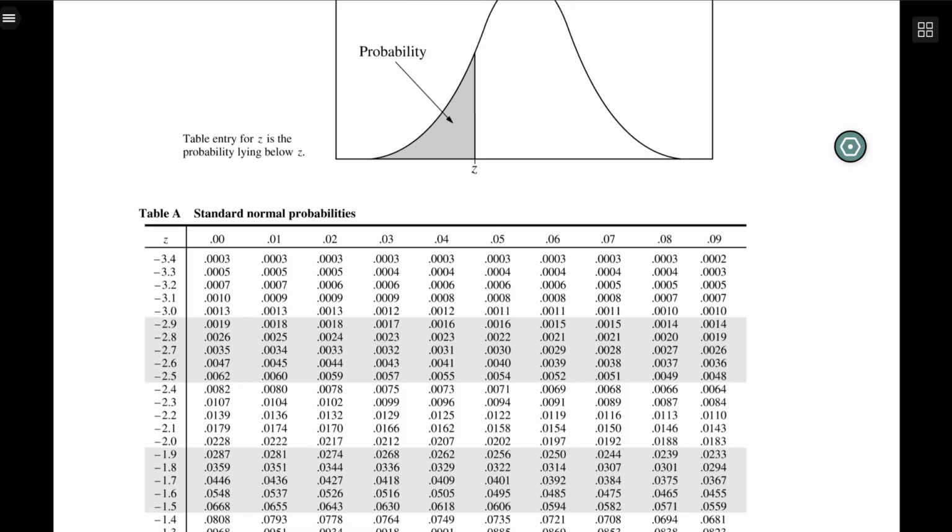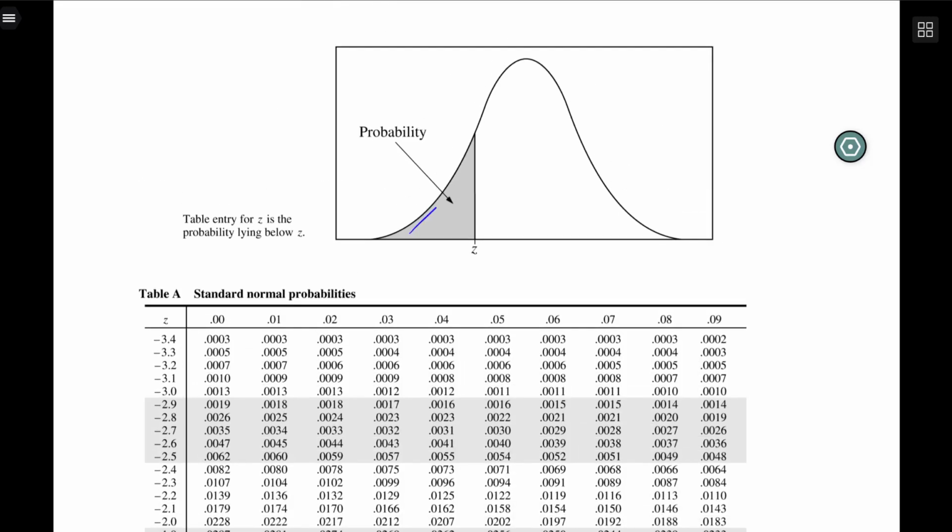Now, a couple of things to note. The z-table, again, always gives you area to the left. Every single time gives you area to the left. Can't stress this enough. Every single time, the z-table gives you area to the left.